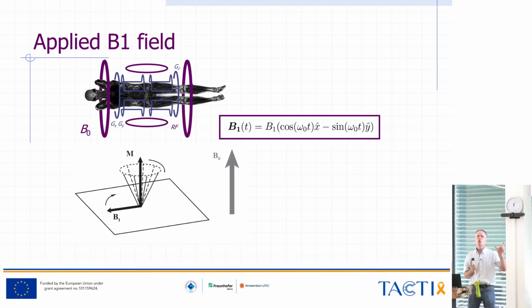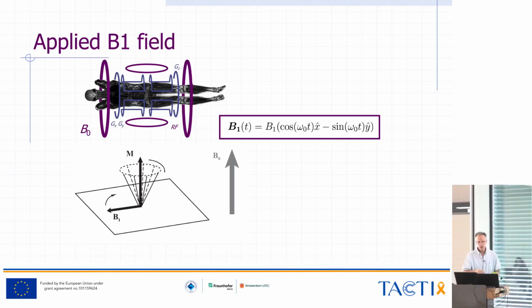So I have two ways to determine how I want to rotate my magnetization, and depending on which direction I apply it from, the magnetization will either be flipped in this direction, or if I apply it from this direction, it will be flipped to this direction. And we can try this out with the tool.